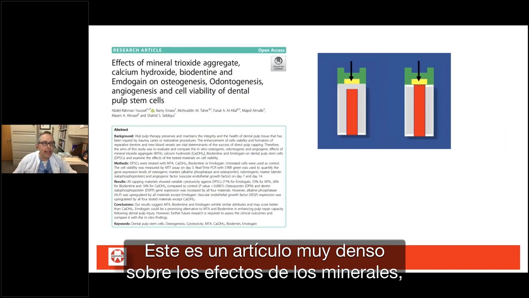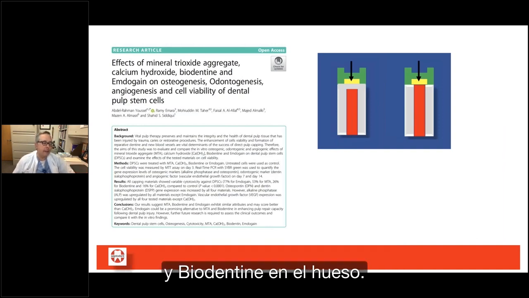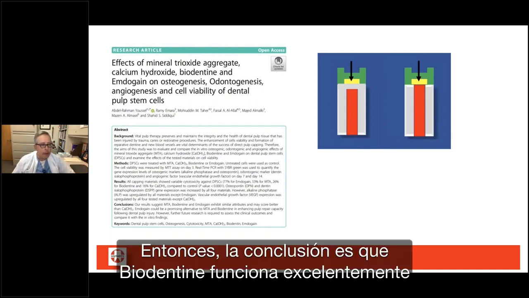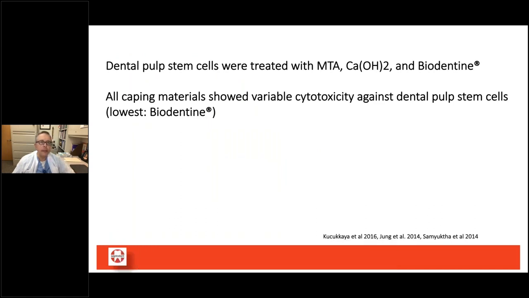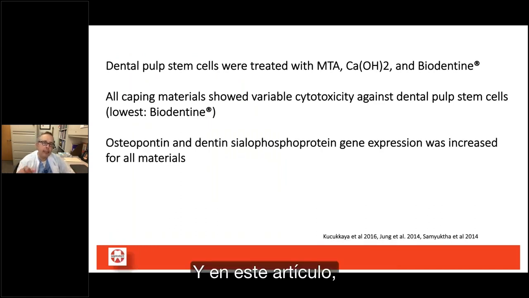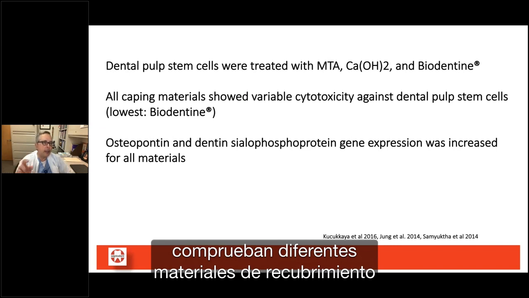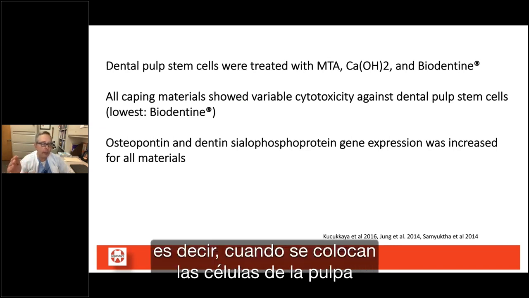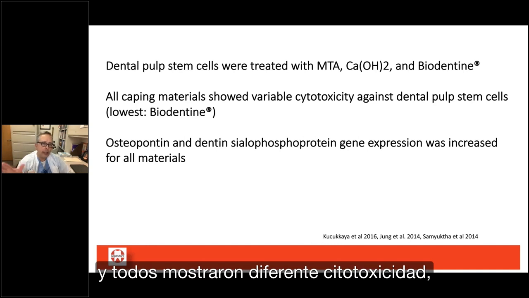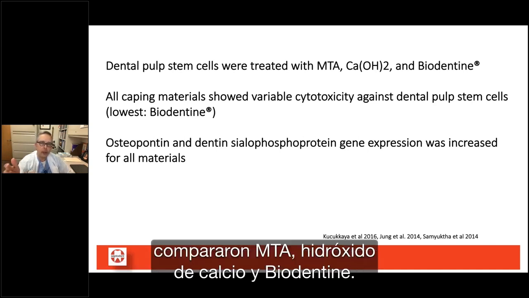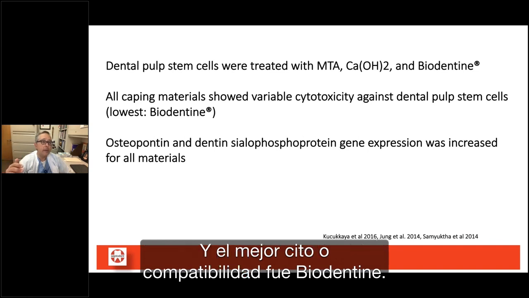This is a very dense article about the effect of Biodentine on the bone. You can read it. The conclusion is Biodentine performs excellently in front of the bone cells. In this article, they look at different capping materials when the cells of the pulp are placed in front of different materials, and all showed different cytotoxicity. They compare MTA, calcium hydroxide, and Biodentine, and the better cytocompatibility was Biodentine.